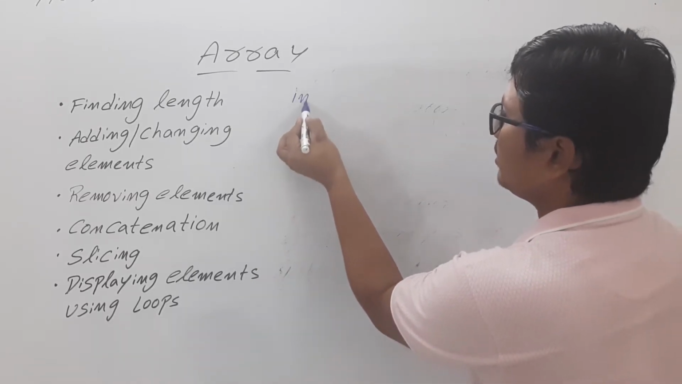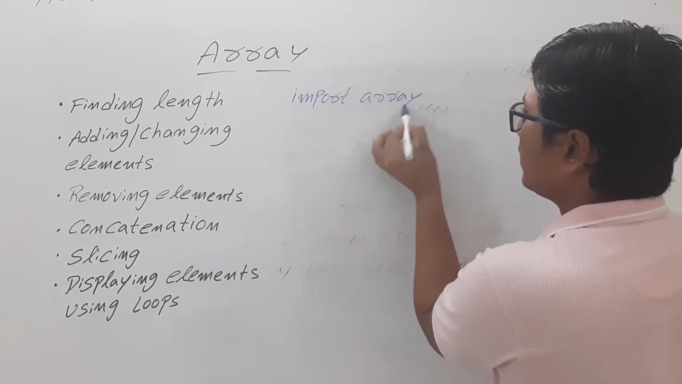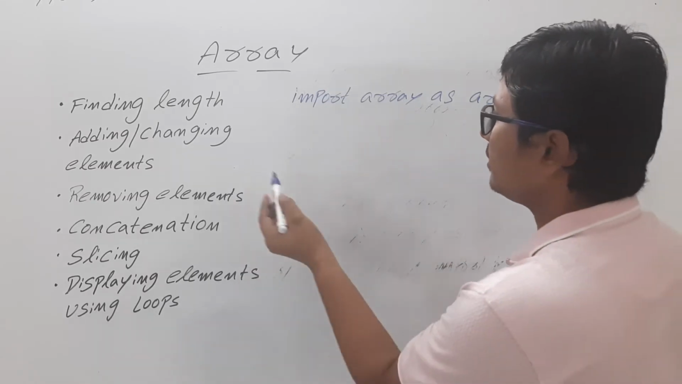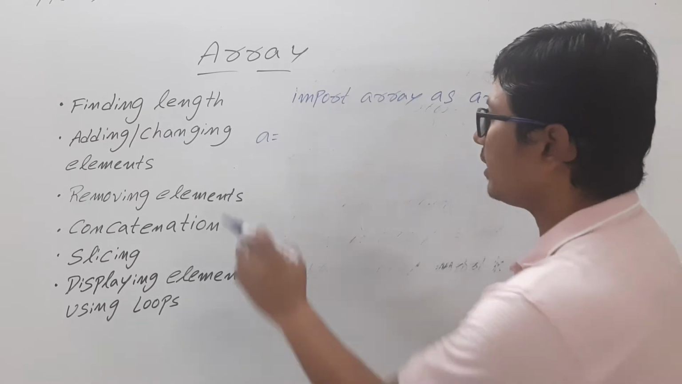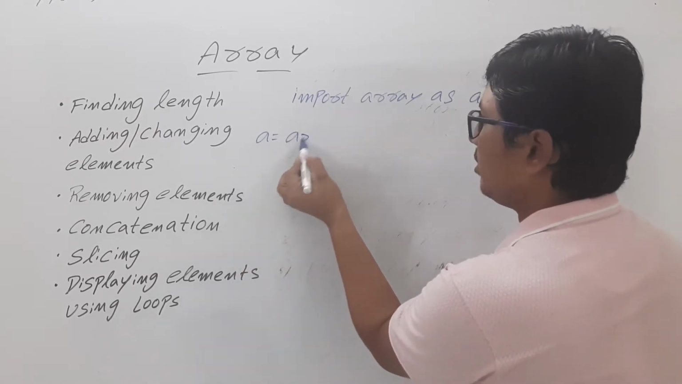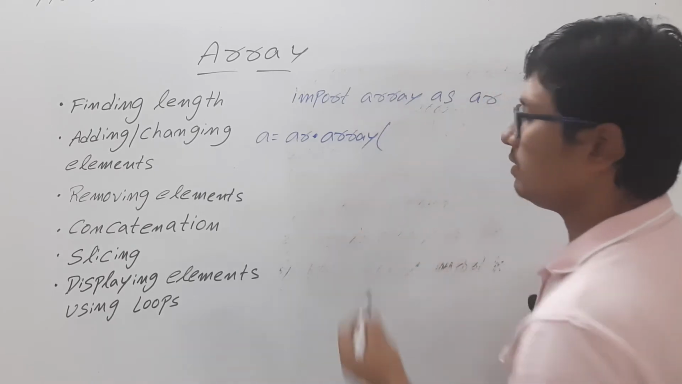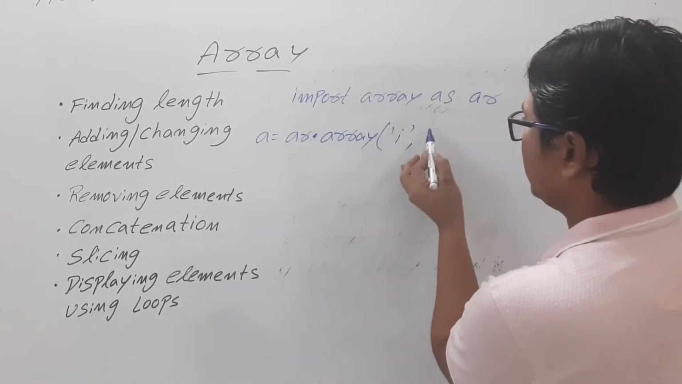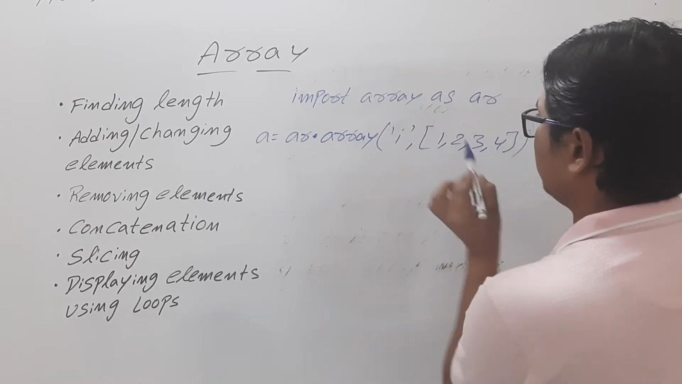Let me write the code: import array as arr. Then I will create an array. arr.array is the constructor. I'm using the data type as int. Then I'm specifying the list of elements as 1, 2, 3, 4.